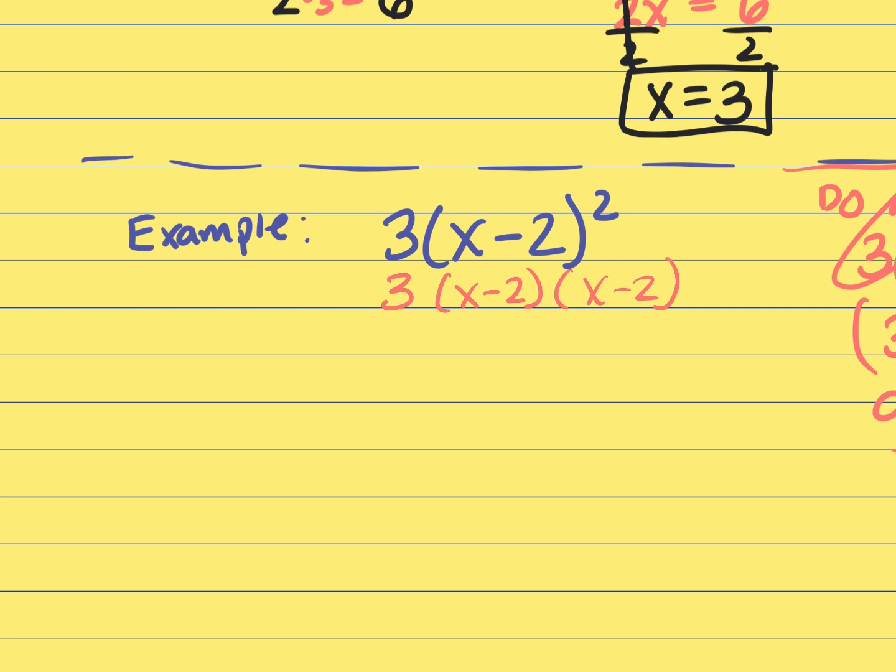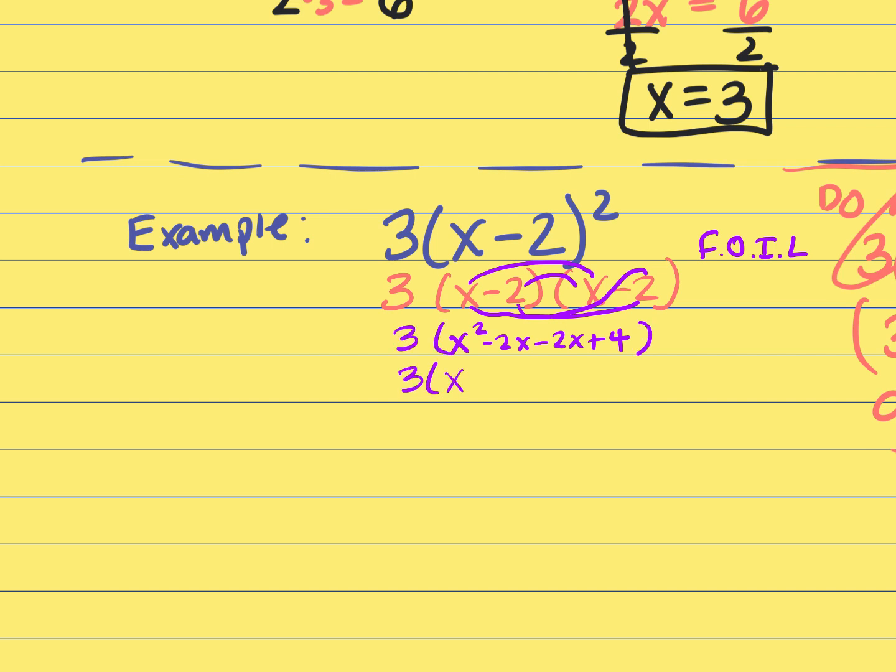FOIL stands for first, outer, inner, last. I think it's like these first ones. What's x times x? X squared. Outer are these two. Negative 2 times negative 2 is? Positive 4. And then inner, what's negative 2 times x? Negative 2x. And then outer, like this one and this one. X times negative 2 is negative 2x. Now, can't you combine those, the ones in the middle? So you could have 3 times (x squared minus 4x plus 4).